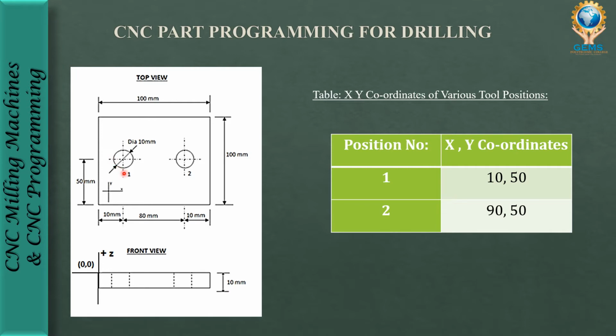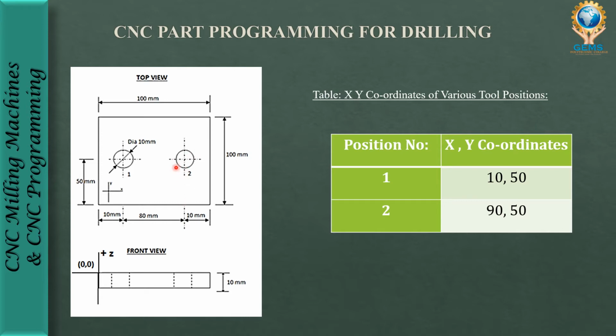So this is the first drill. What is my center point? My X position is from here to here, 10 mm. What is the center point from the Y position? From 0 to here, the Y center position is 50 mm. And what about the second drill? From the 0 position till here, 10 plus 80 is 90 mm. The X position is 90 mm and my Y position is the same, 50 mm.